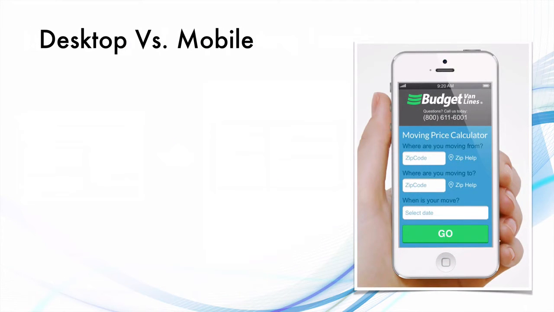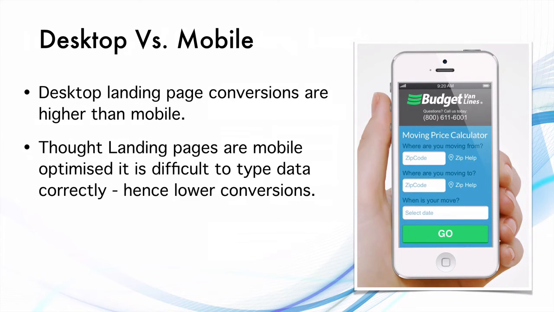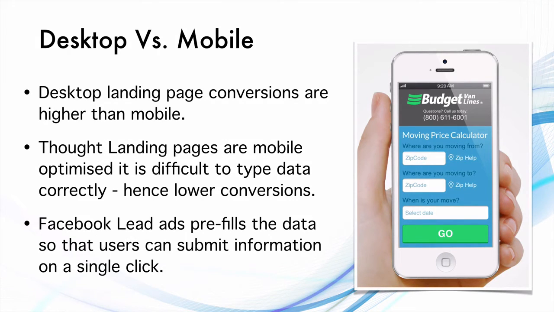So when you look at desktop versus mobile way of generating leads with landing pages, usually in desktop, it is easier to type in because people are using a keyboard in desktop or laptop. But in mobile, it will look like this, where there is some information to be entered on a phone, and it's usually very difficult to enter that information. So generally, the desktop landing page conversions are higher than mobile. Though landing pages are mobile optimized, it is difficult to type data correctly, and hence there will be a lot of low conversions. So Facebook lead ads pre-fills the data so that the user can submit information on a single click.